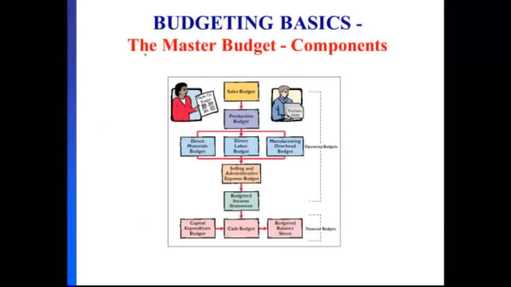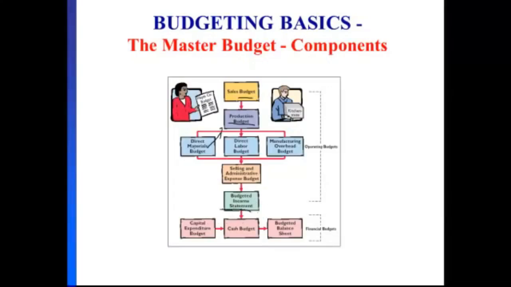So here you have the master budget components. You start off with the sales budget. They tell you what they think they're going to sell for the year. Then the production manager produces enough to meet the sales budget. Then the purchasing manager must get enough material to meet the production budget. The production manager must make sure he has enough direct labor, and then they do the manufacturing overhead budget. Those are the different areas in the manufacturing plan. Then there's the selling and admin expense budget. And when you take all that together, what you have is a budgeted income statement.